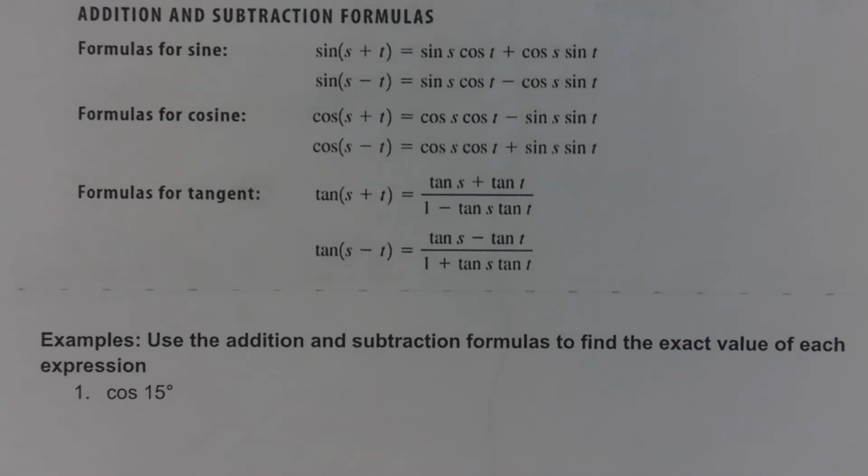Sometimes the thing that you get isn't something that's on the unit circle. And so what we need to do is break it apart into smaller pieces that are on the unit circle. And so that's what these formulas help us with. So if you come across the sine of something, like 11 pi over 12, is that on the unit circle? No. There's no pi over 12, right?